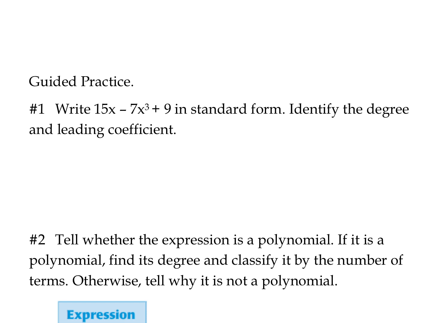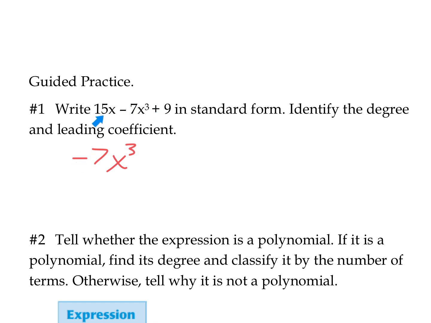So let's start by writing it in standard form. We need to find the highest degree monomial. That's negative 7x to the third. Make sure the negative stays at the front. It's a negative in front of the 7. So when we write this, negative 7x to the third.